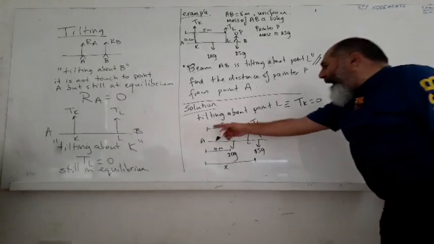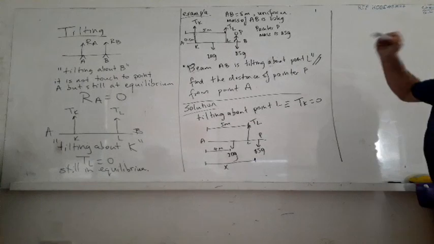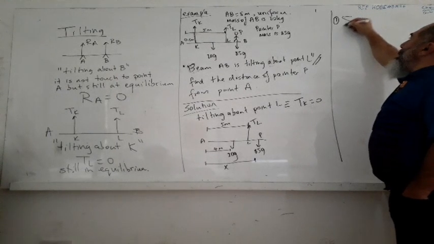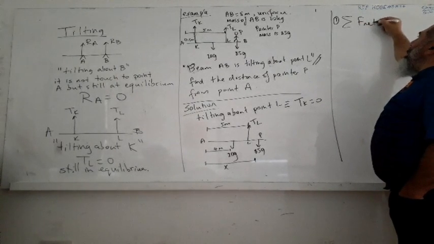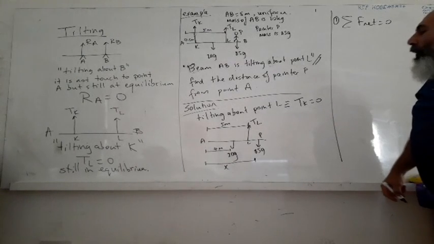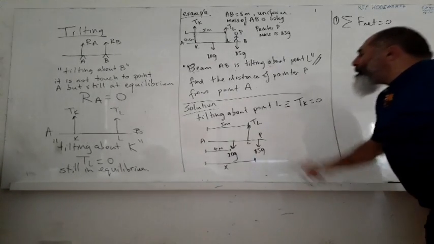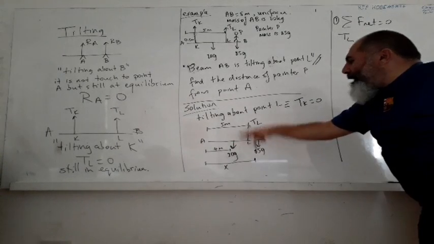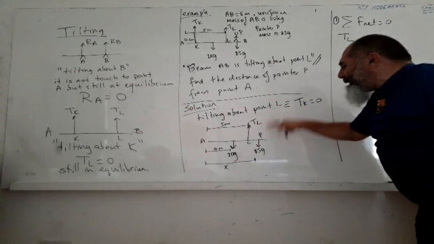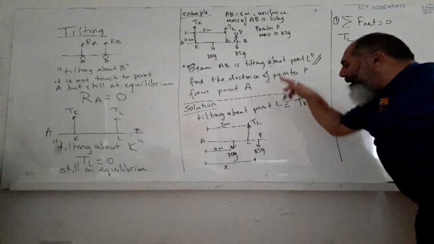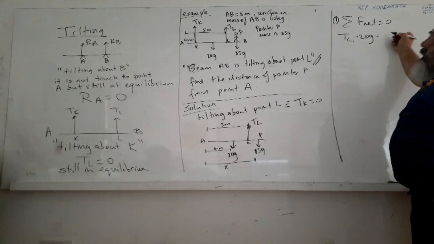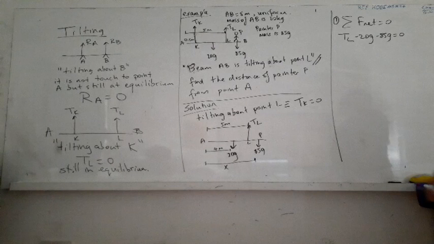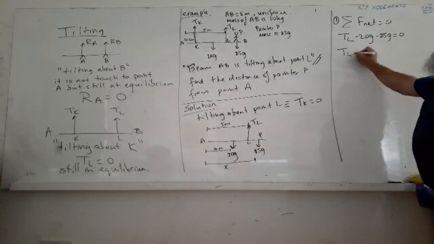So let's apply our rules. Our rules say that F net is going to be 0. We have only one force pointing upwards, that is TL. And we have two forces, weight of the beam and weight of the painter P, pointing downwards. Pointing downwards means they are negative, and the sum is 0 because the system is in equilibrium. TL is equal to 105 G.